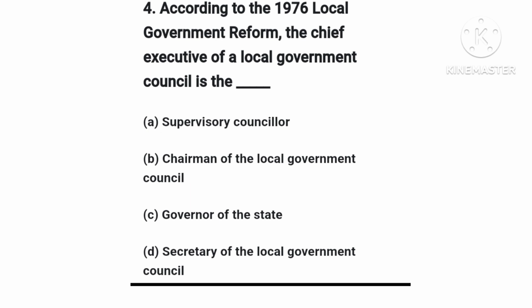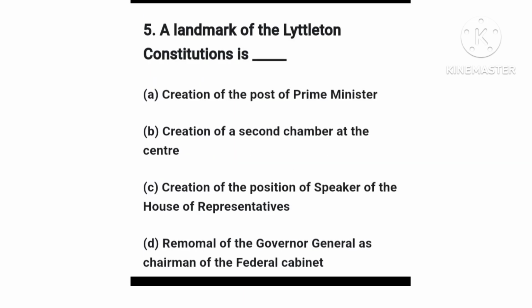The 1976 local government reform was done under the regime of Olusegun Obasanjo, and is also the reform that recognized local government as the third-tier government in Nigeria. The right answer is option B, chairman of the local government council. This question is question number 5.